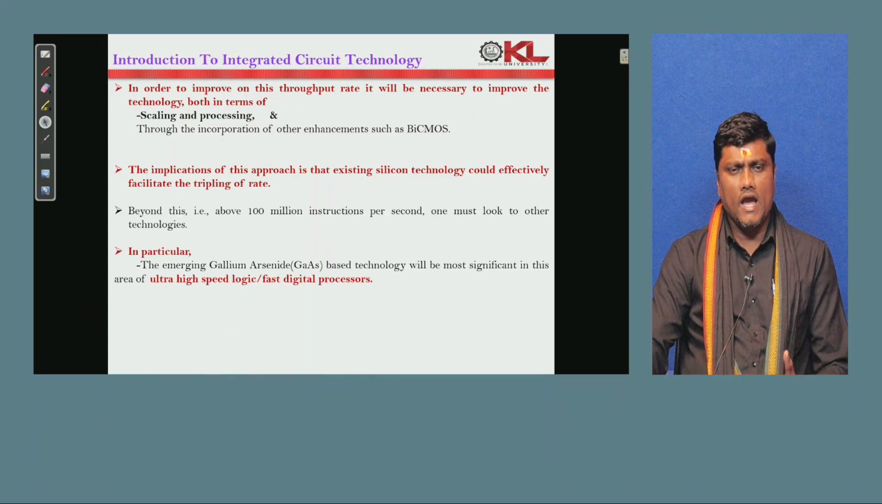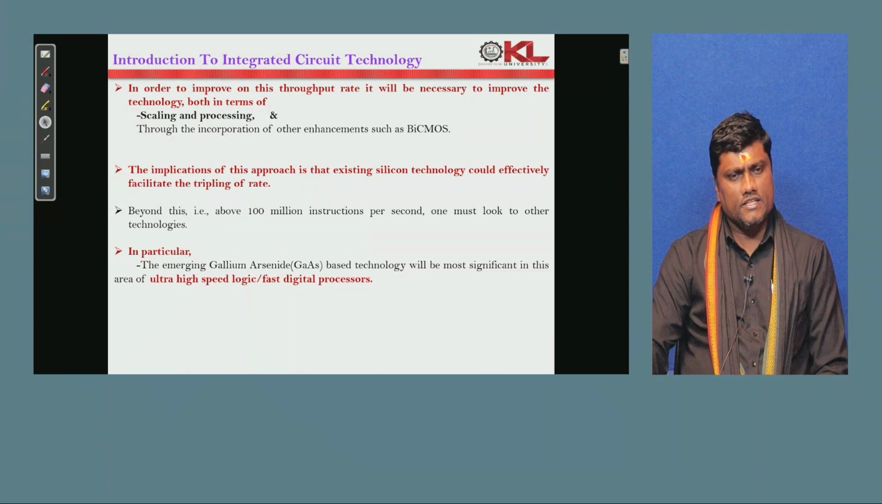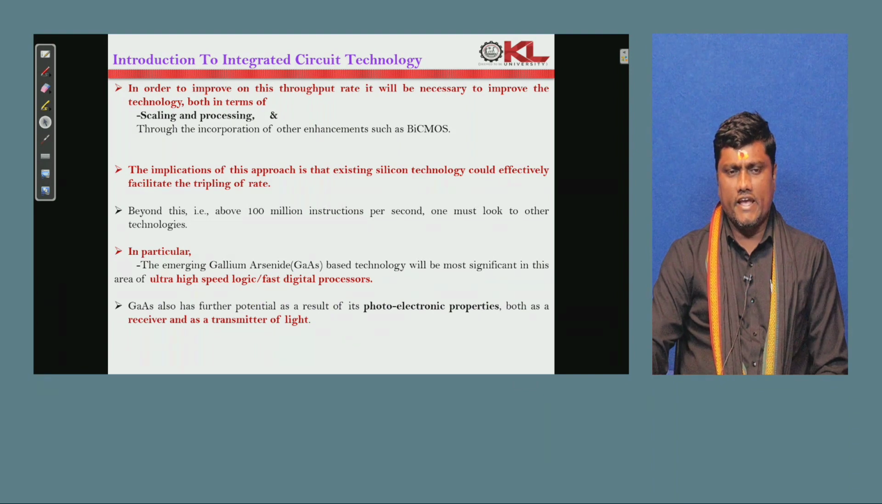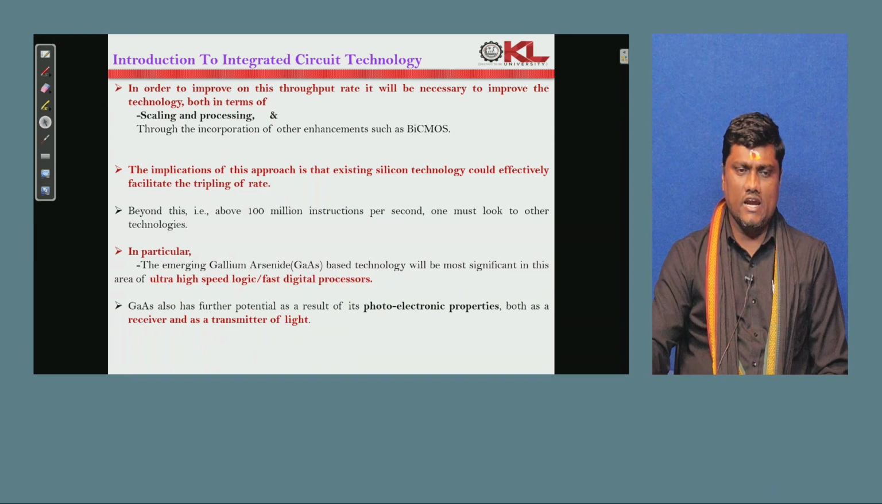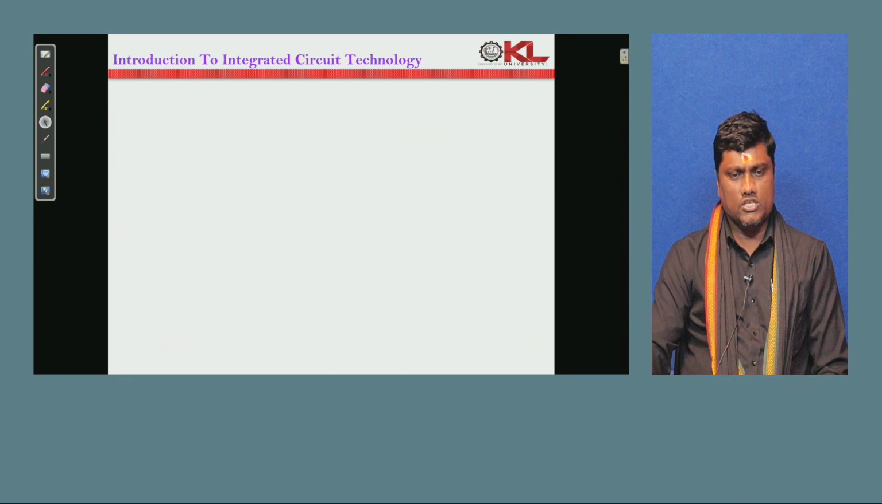Behind this, the existing silicon technology could effectively facilitate only a tripling of the rate. That means above 100 million instructions per second, one must look at other technologies like gallium arsenide based technology, which will be the most significant in this era of ultra high speed logic and fast digital processors. This is highly used for high power applications comparatively, and gallium arsenide has further potential to produce photoelectronic devices, which require low power consumption.